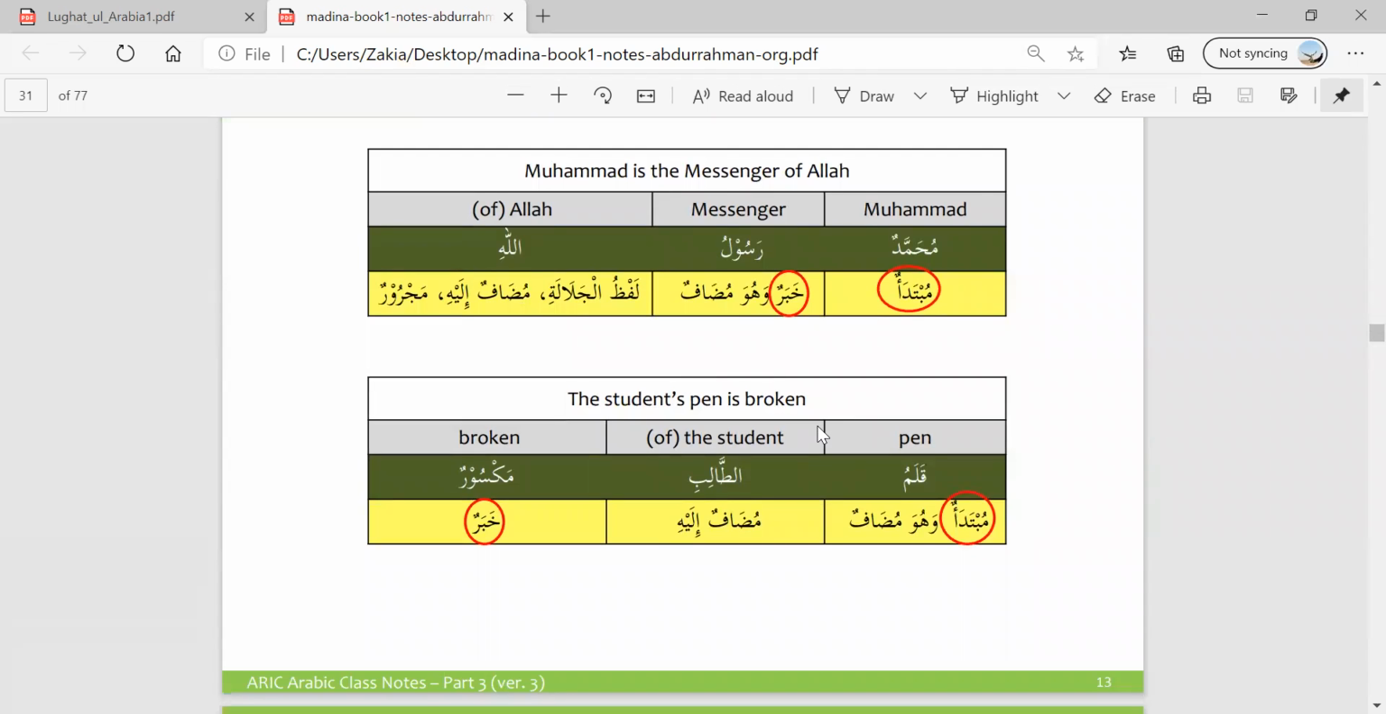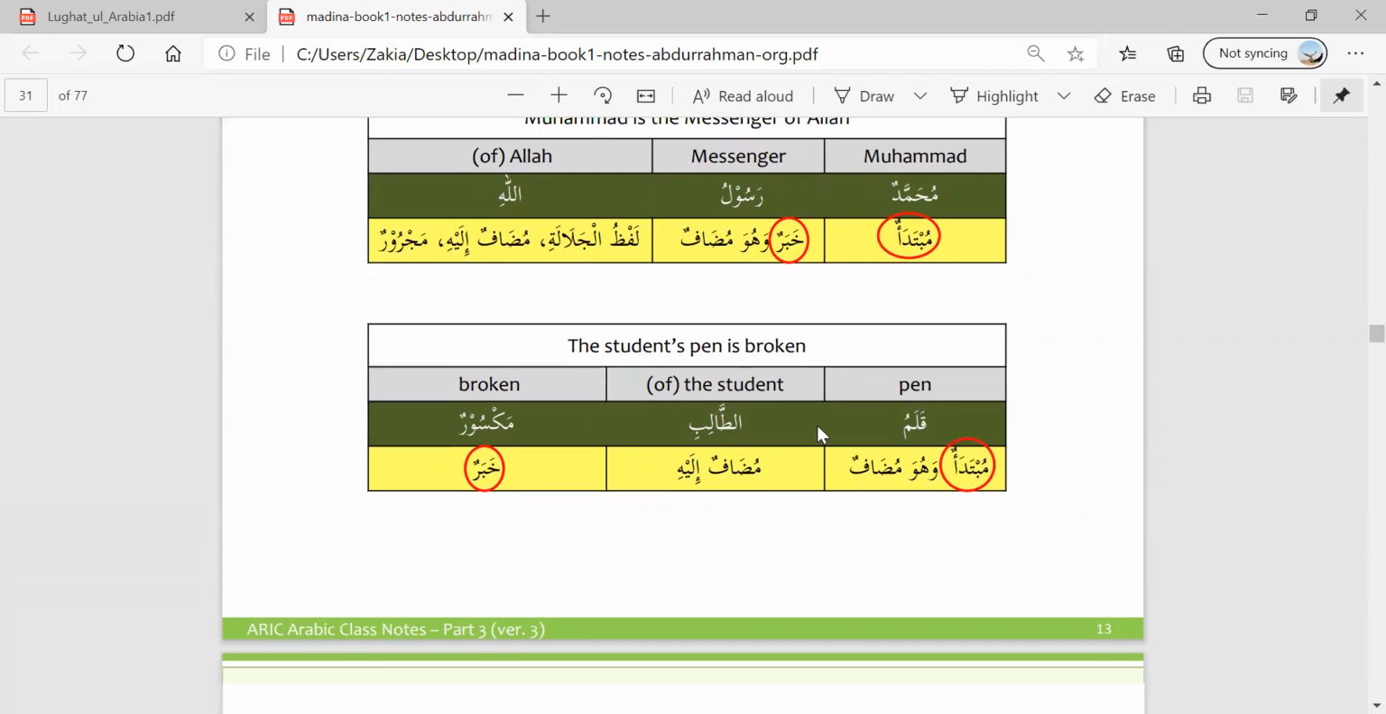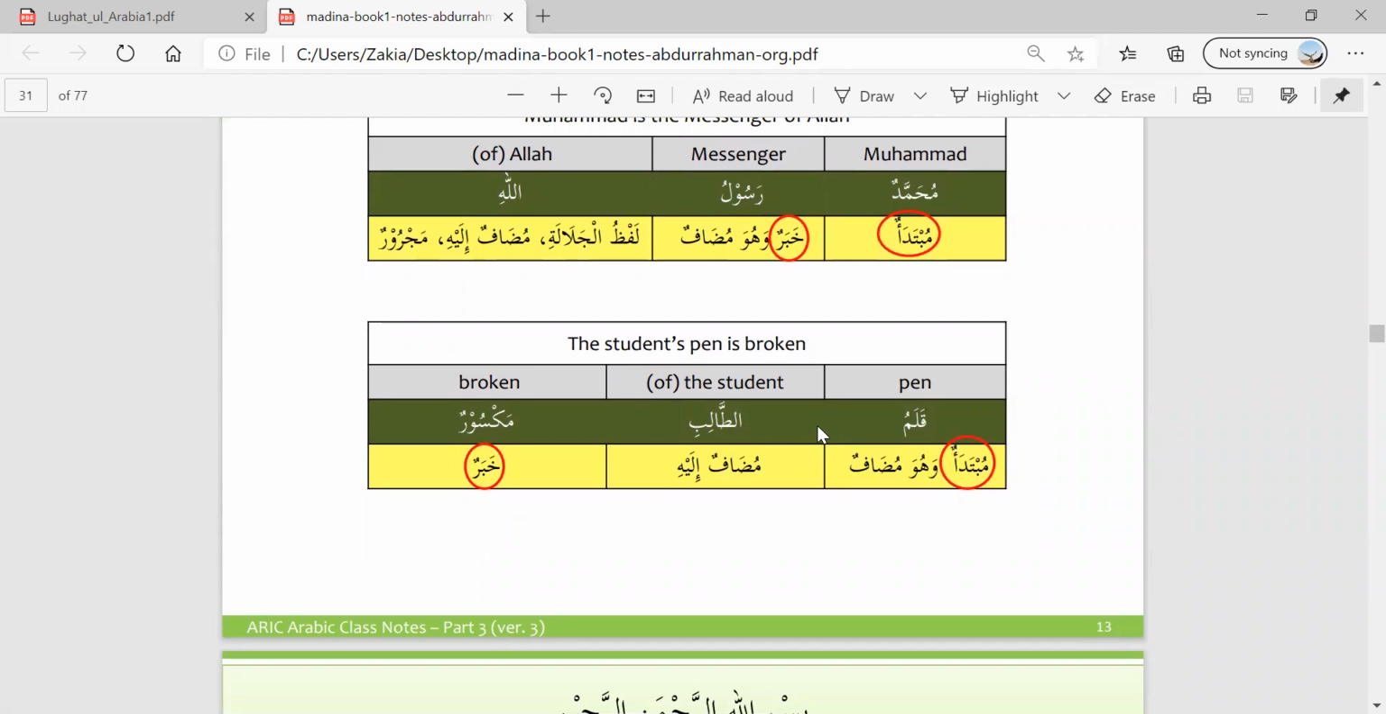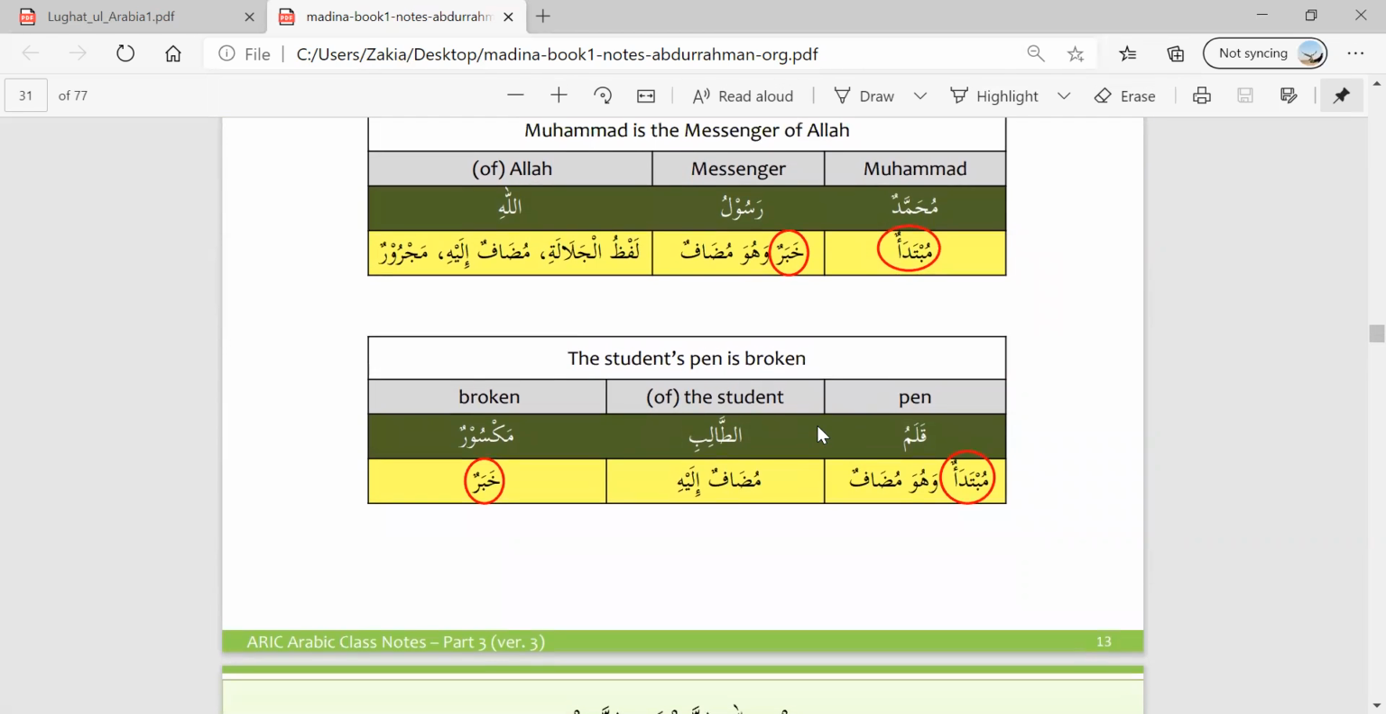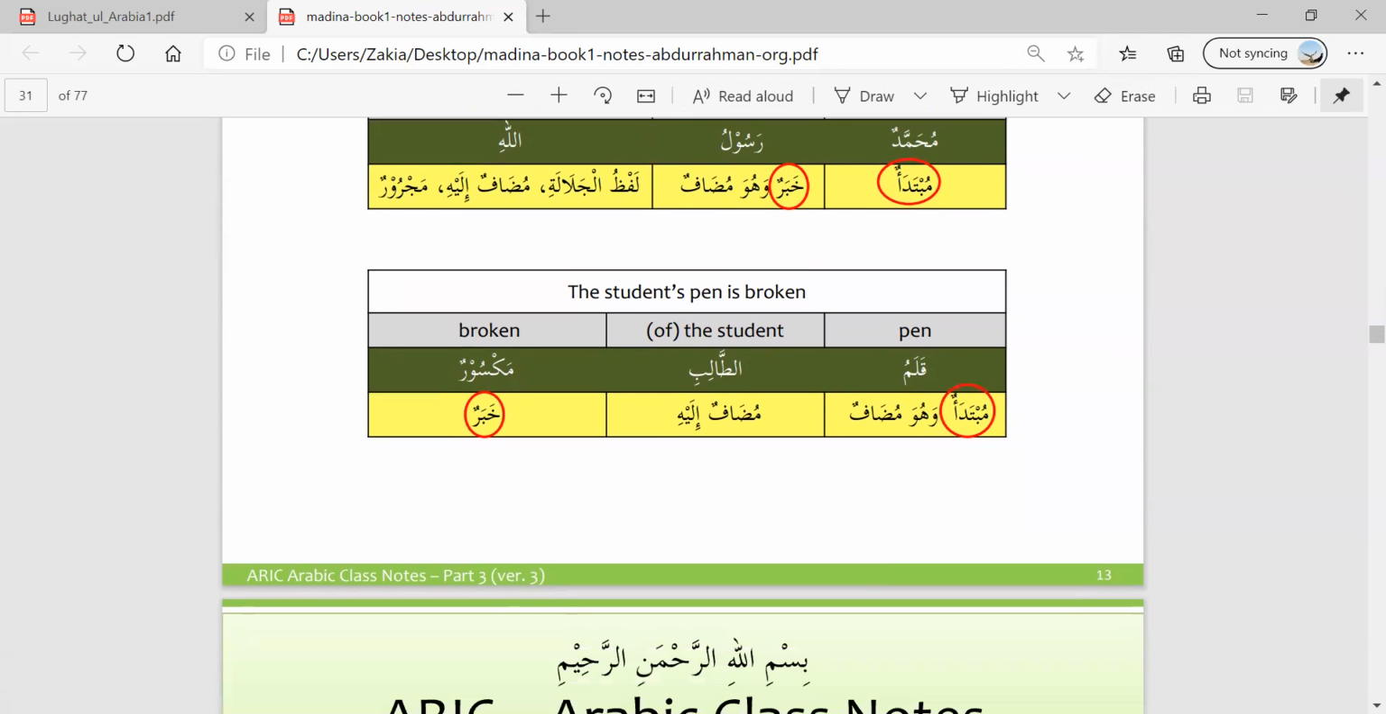So here, qalamu at-talibi maksurun. Here you have qalamu, which is mubtada, and it's also mudaf. Then you have mudaf ilay, which takes a kasra, and then you have maksurun, which is khabar. Okay, so the student's pen is broken. So here, broken is the khabar. They put it as marfu, and the mubtada is also marfu.